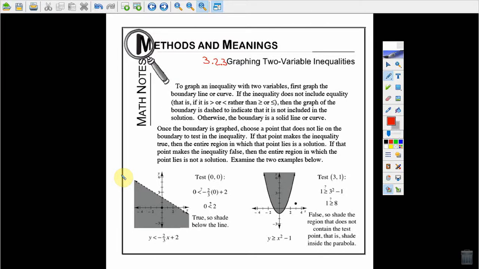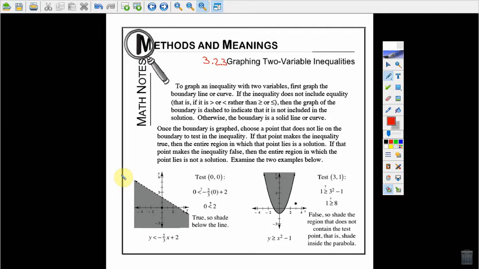Next, math notes 3.2.3, graphing two variable inequalities. Much like graphing one variable inequalities is extremely similar to solving equations, graphing two variable inequalities is going to be very similar to just graphing regular two variable equalities. But let's take a look at it.